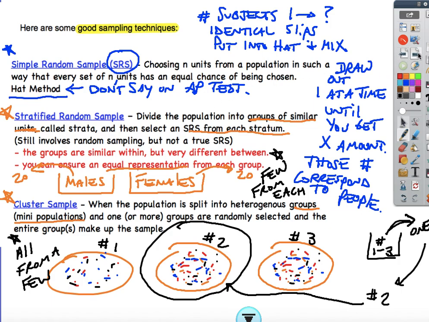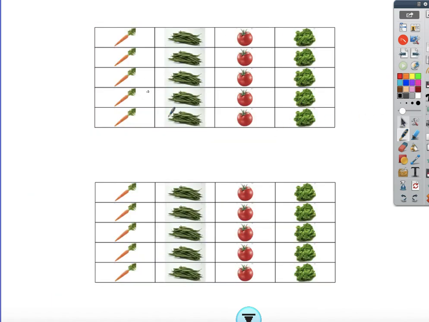All right, so back in the day when I first taught you this, I gave you this idea of a garden. Let's say that we're going to talk stratified. With stratifying, you want to group based on similar features. So I would group all of the carrots together, all of the green beans, all of the tomatoes, and all the lettuce. So I would have 4 different groups. Okay, and then I would select maybe 2 from each group.